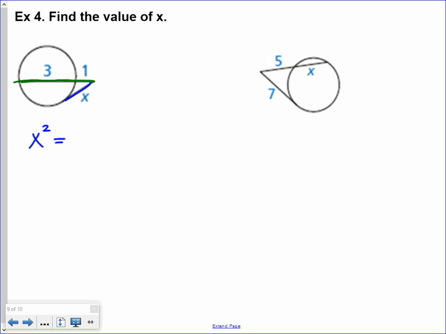So who have I not called on? Zach, what's the outside piece of the secant? 1, and then the entire length, Zach, is 4.